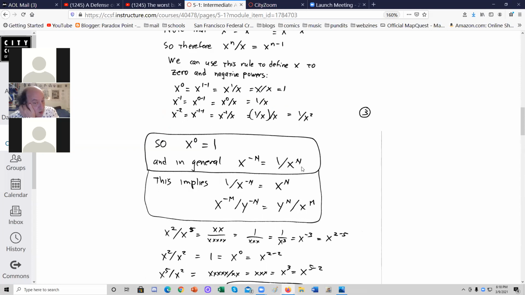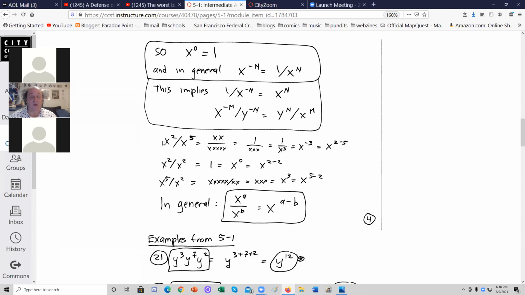All right. Now, if we had 1 over x to a negative power, that's x to a positive power. So 1 over x to the negative 3 is x to the third. And if you have a ratio of negative powers, then you can swap them. x to the negative m over y to the negative n equals y to the n, goes into the numerator, over x to the m, that goes into the denominator.